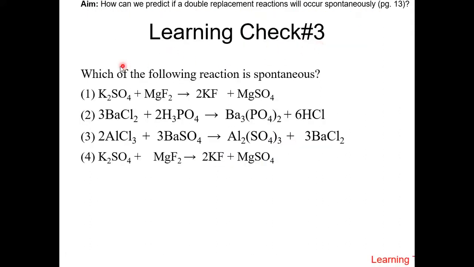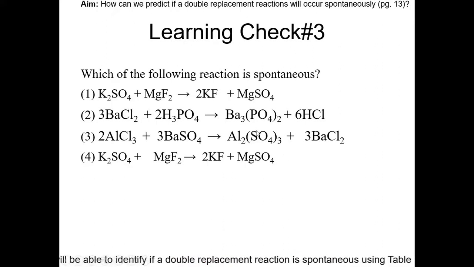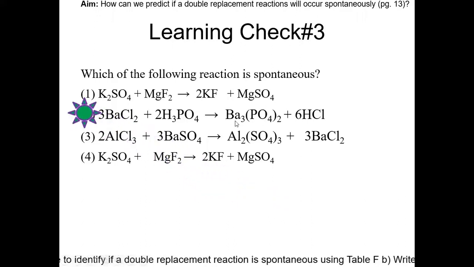Learning check number 3. Which of the following reactions is spontaneous? Pause the video and resume once completed. So you have to look at the products and determine which one is forming a precipitate. So the answer is choice 2 because barium phosphate is an insoluble solid according to table F.